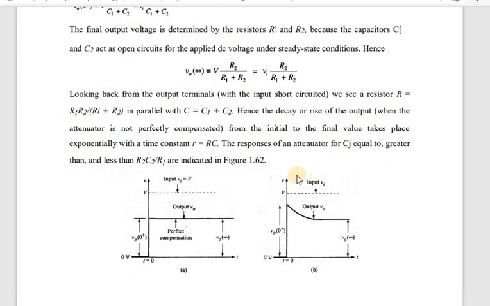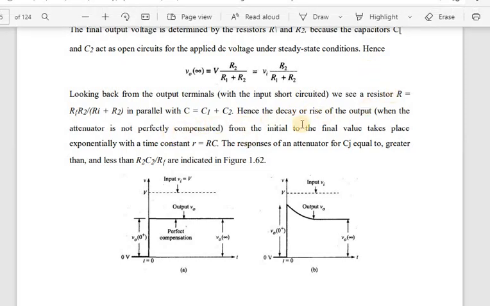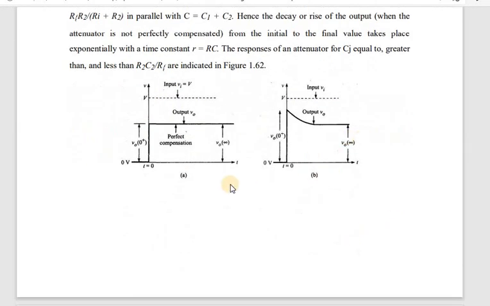Or you can also write it as output equals input into R2 divided by R1 plus R2. Looking back from the output terminals with the input short circuited, we can see that R is equal to R1 R2 divided by R1 plus R2, the parallel combination, with C equal to C1 plus C2. Hence the decay time of the output, when the attenuator is not perfectly compensated, goes from the initial to the final value exponentially, with time constant equal to RC. The response of the attenuator is equal to or greater than that of R2C2 divided by R1, which is already indicated in the figure over here.